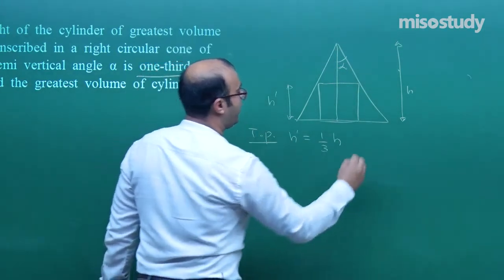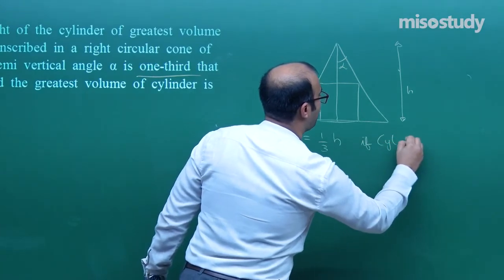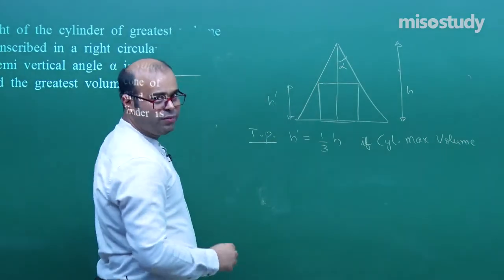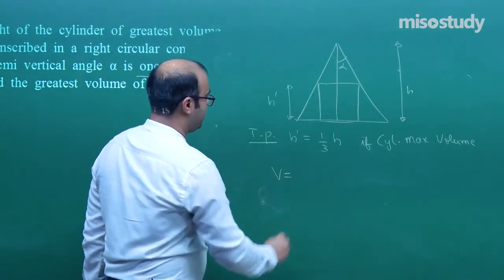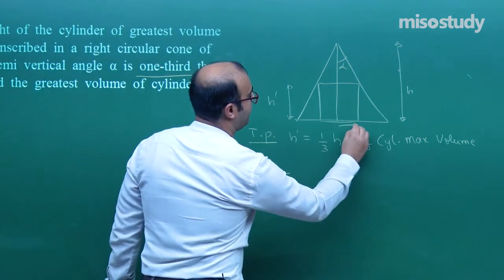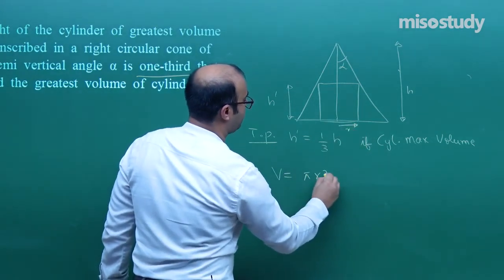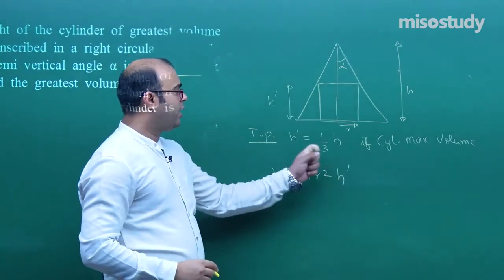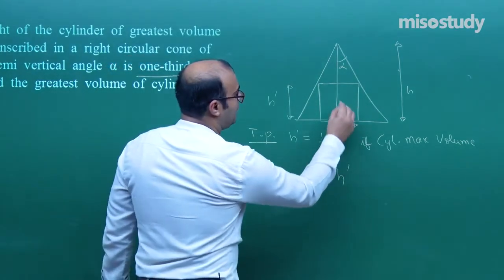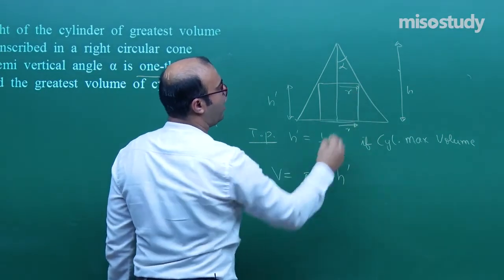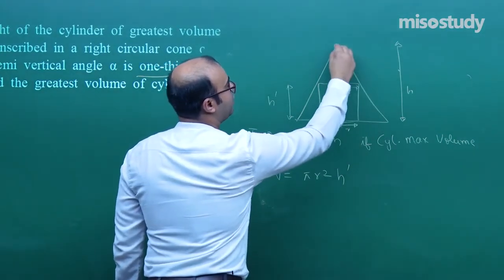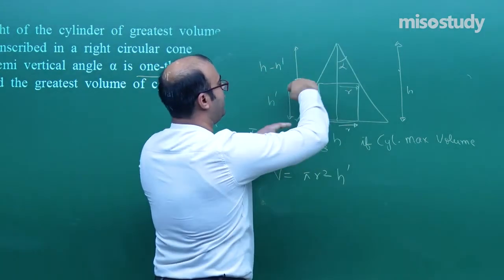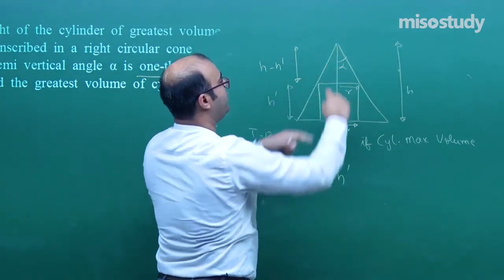This is to prove if the cylinder is having maximum volume. Right, students? So let us see the volume of the cylinder. Volume of the cylinder is pi r square h. This is the radius of the cylinder r, pi r square, and h is the height of the cylinder, which is h dash here. So pi r square h dash. Now this r and this r are the same. This is also r. In this triangle, this particular height is actually h minus h dash. h is the total height, h dash is the cylinder height. So this is h minus h dash.